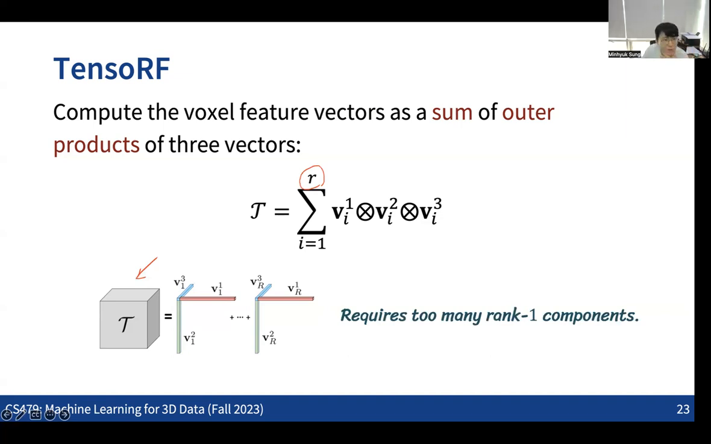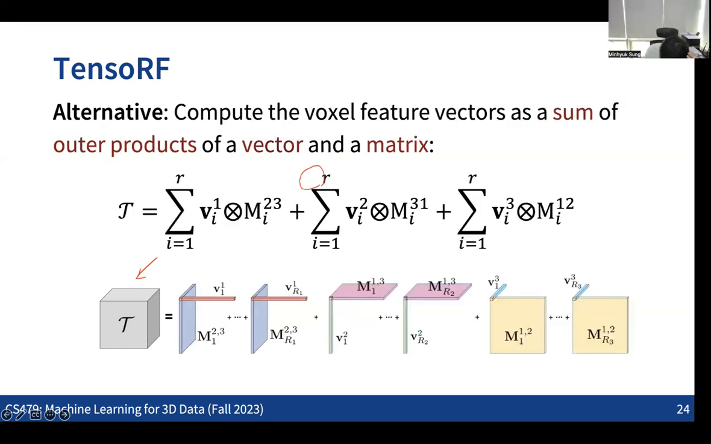The other way we can do this is to decompose the 3D tensor not into a triplet of 1D vectors, but into pairs of a 1D vector and a two-dimensional grid. This is another way of doing the decomposition, where each of the low-rank components of the 3D grid is represented as the outer product of a 1D vector and a 2D grid. We have lots of these components so that we can approximate the given 3D grid.